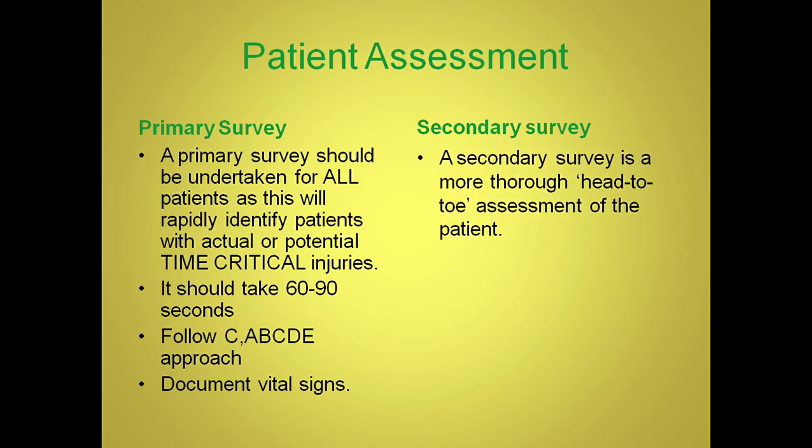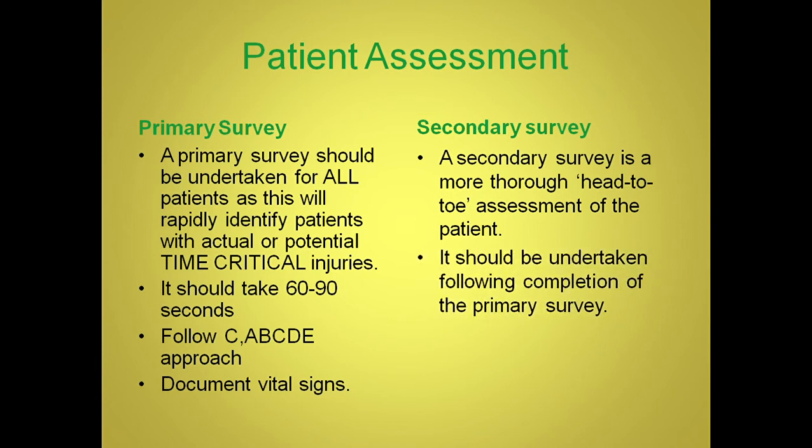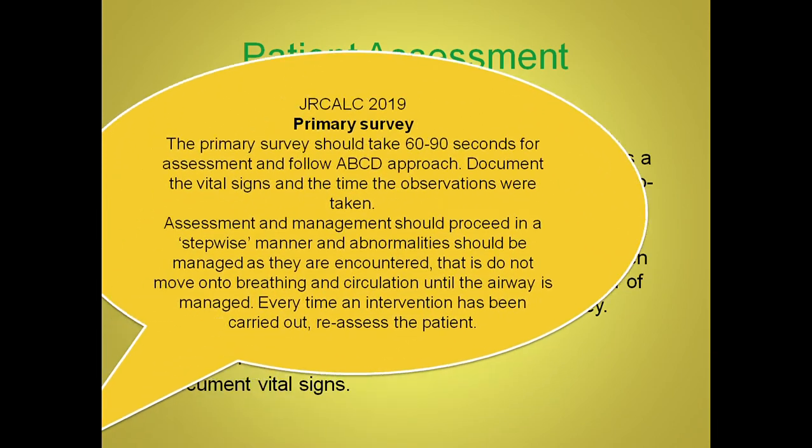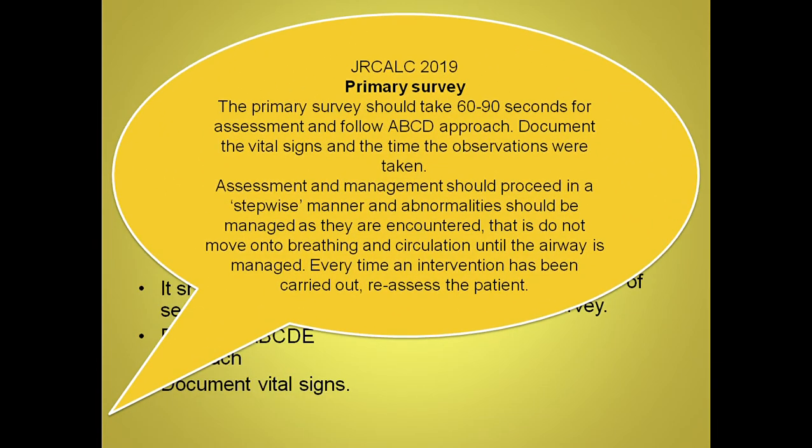Once you've done your primary survey, you can consider a secondary survey. So a secondary survey is a more thorough head-to-toe assessment of the patient. You're looking for more clues that may be other issues that are wrong with a patient and things that you can fix as you go along. A secondary survey should be undertaken following completion of the primary survey. So one follows the other. So this is from the JR Calc.